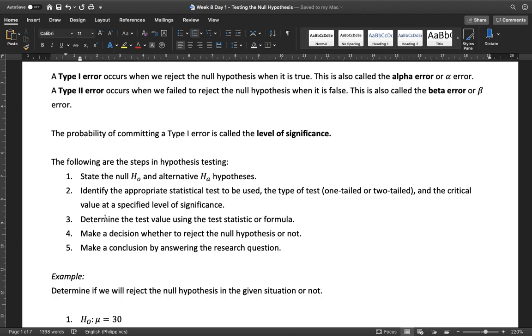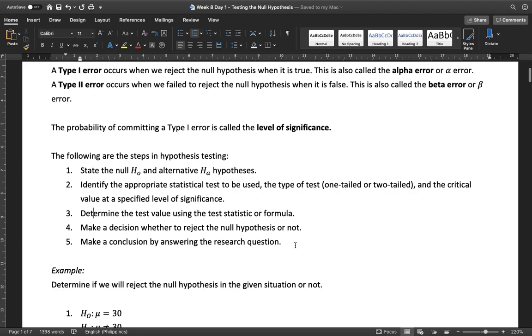Step 3, determine the test value using the test statistic or formula. Again, meron specific statistical test tayong gagamitin. And yung statistical test na yun, meron silang formula to determine the test value. We'll have a deeper discussion on step 3 kapag meron na tayong mga specific test. Step 4, we make a decision whether to reject the null hypothesis or not. And number 5, make a conclusion by answering the research question. So, in our lesson today, magpo-focus tayo dito kay step 4. Paano ba tayo nakakapag-decide if we're going to reject the null hypothesis or not?